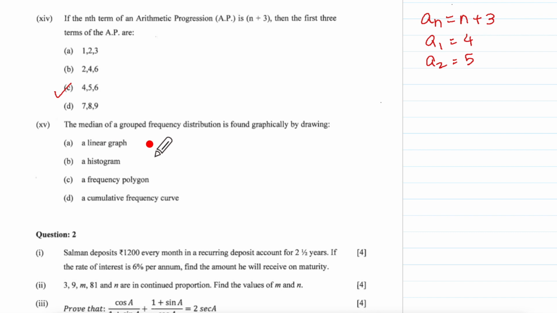Let's come to the last MCQ. The median of the grouped frequency distribution is found graphically by drawing. The median, the upper quartile and the lower quartile are all obtained by drawing the ogive. What is another name for it? Cumulative frequency curve. So this is where we finish question 1.